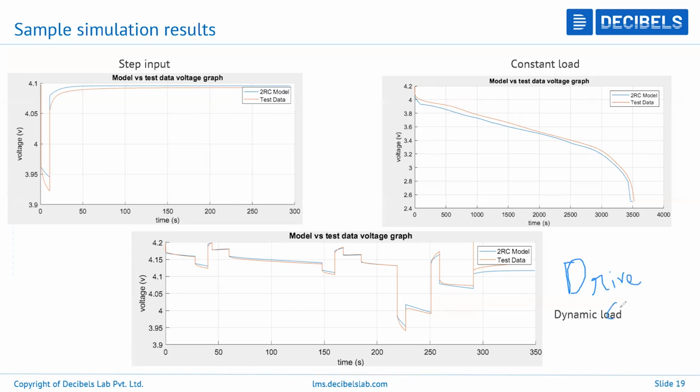Drive cycle is where usually the actual behavior of the model is seen: whether it is performing exactly as expected, or is it showing any errors, what kind of errors is it showing, what is the accuracy, all that can be tested out. So this is one way in which we can go for something called model validation. Validation is nothing but comparing this to realistic data.